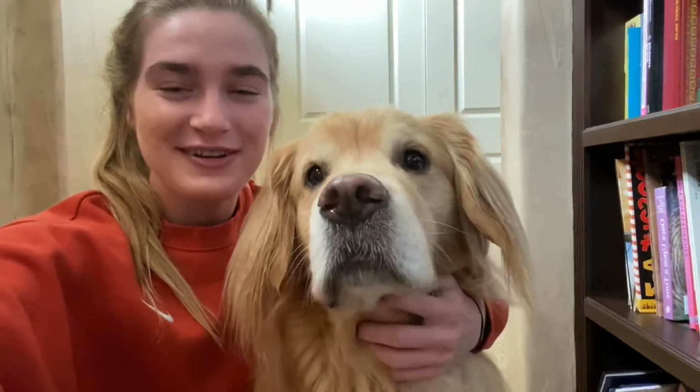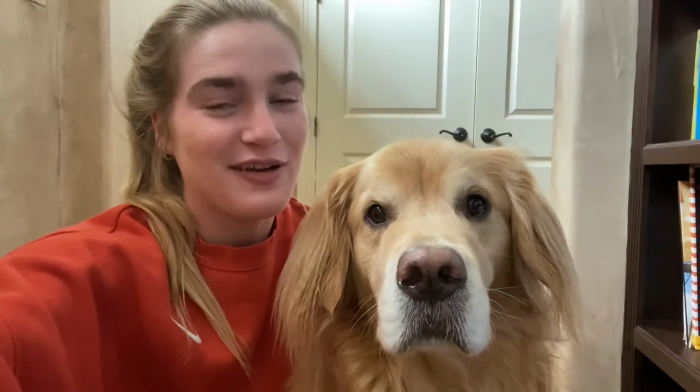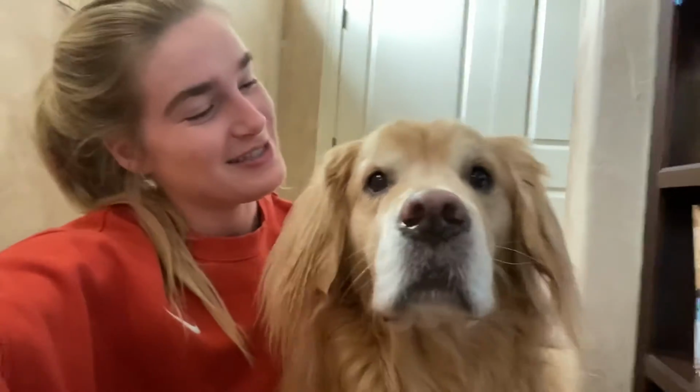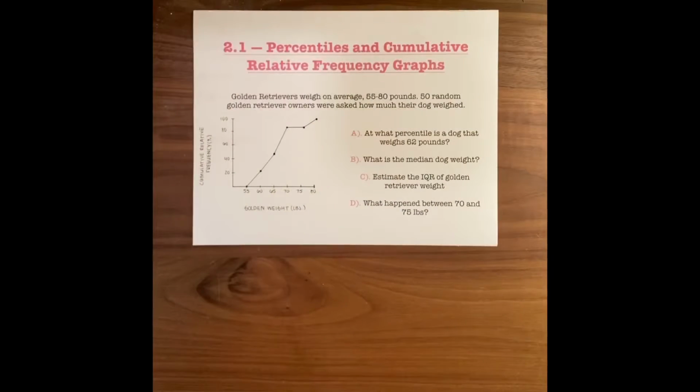He's a golden retriever. He's gonna help me in teaching about lesson 2.1, percentiles and cumulative relative frequency graphs. So let's get started. The practice problem we're gonna be focusing on today says golden retrievers weigh on average 55 to 80 pounds. 50 random golden retriever owners were asked how much their dog weighed. Question A says, at what percentile is a dog that weighs 62 pounds?